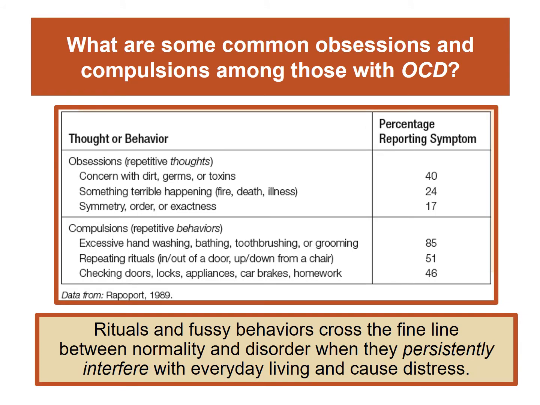What are some common obsessions and compulsions among those with OCD? Rituals and fussy behaviors cross the fine line between normality and disorder when they persistently interfere with everyday living and cause distress. So some obsessions: concerned with dirt, germs, or toxins, obsessing with something terrible happening, fire, death, or illness, symmetry, order, or exactness. Compulsions, which are repetitive behaviors: excessive hand washing, bathing, toothbrushing, or grooming, in and out of a door, up and down from a chair, checking doors, locks, appliances, car brakes, homework.